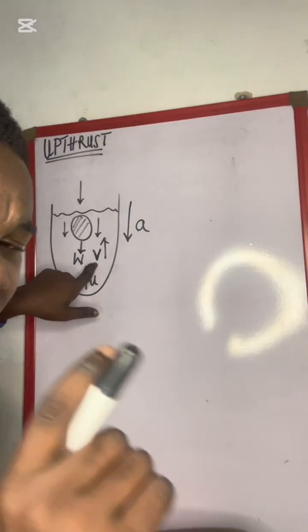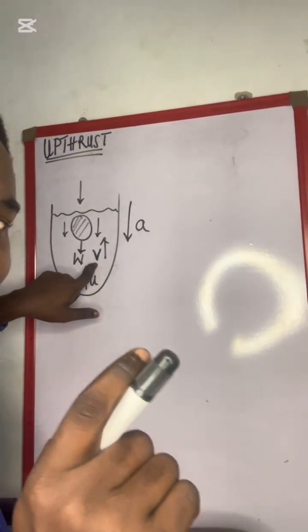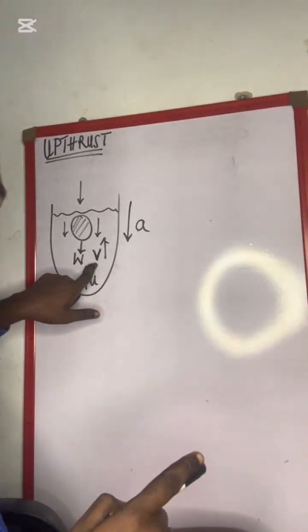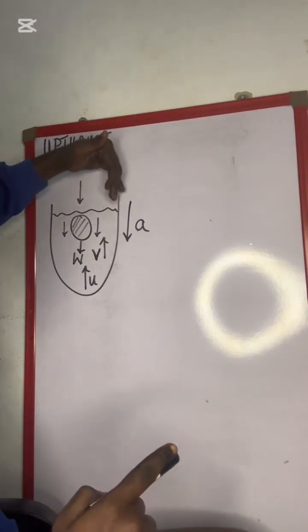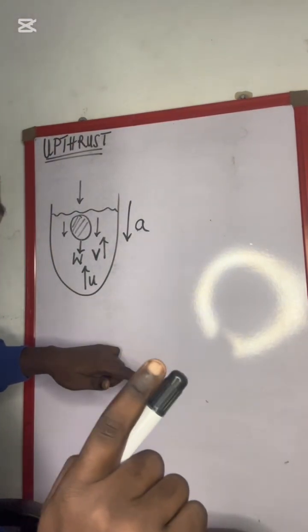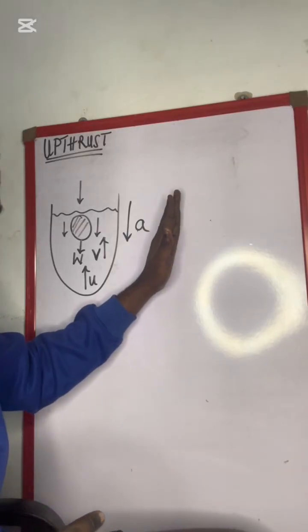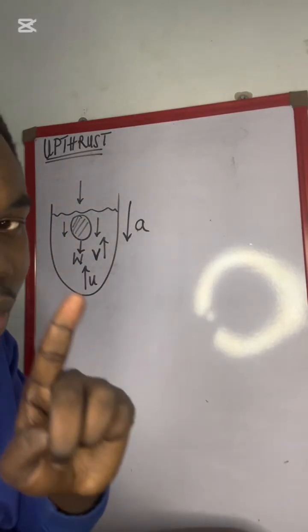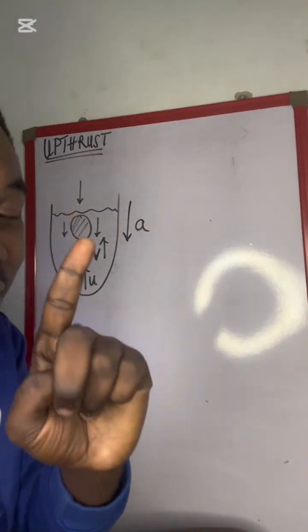Because it is a frictional force, it must oppose your motion. Therefore, since the object is moving downward, viscous force will act upward. This object is not at equilibrium, it is moving.